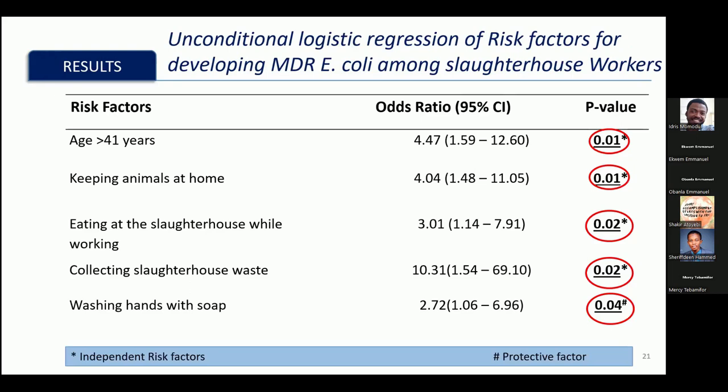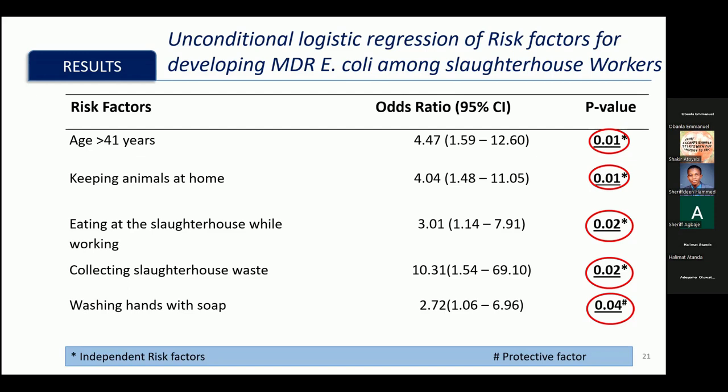So after we control for our potential confounders, as we can see, one of our confounders is gender, because most of the workers were males from our findings. We took control of that in our analysis, and using our unconditional logistic regression model, we used the stepwise method to take out the risk factors that were significant at bivariate, and then added them one by one into the model. And we found out that our independent risk factors that remained statistically significant after all this was done were age, being over 41 years old, keeping animals at home, eating in the abattoir, collecting abattoir waste, and washing hands with soap. So the risk factors were the first four, because that's what puts you at risk of being colonized. And then washing hands with soap was found to be protective. So if you washed your hands with soap and clean water, you were protected.